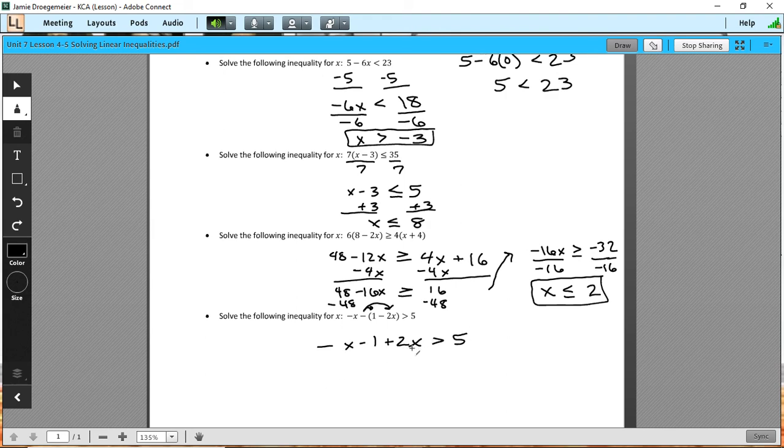I have a negative x plus 2x would be a positive 1x minus 1 is greater than 5. And then to get the x by itself, I'm going to add 1 to each side. And that leaves me with x is greater than 5 plus 1, which is 6. And so x is greater than 6 is my solution for that one.